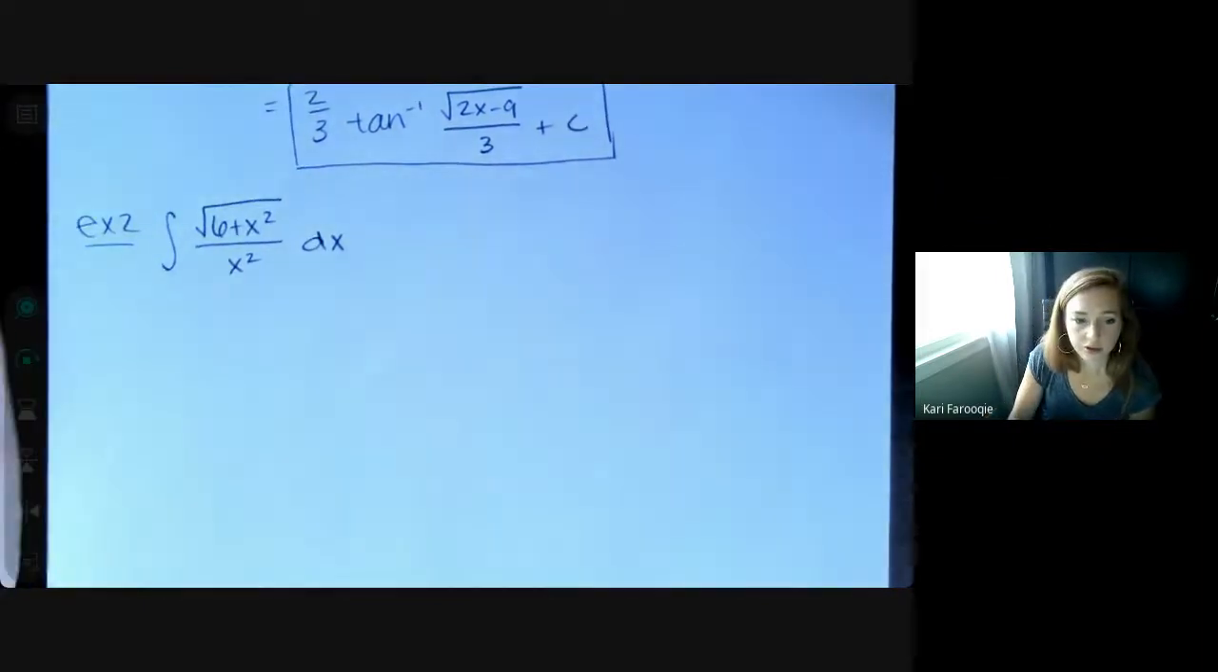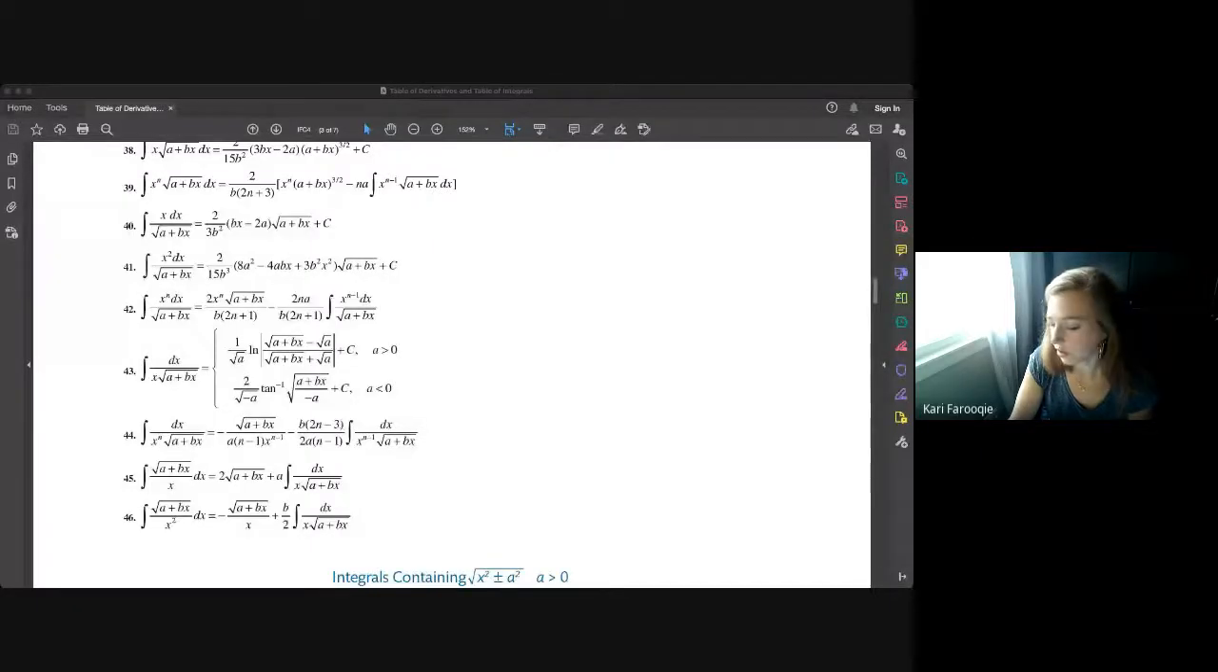So here's what we're looking at. I'm going to go back to my table of integrals. Let's go back and find it. Okay, now in this case, I have the square root of, now it doesn't specifically say a squared plus x squared, but that's really what we're going for here.